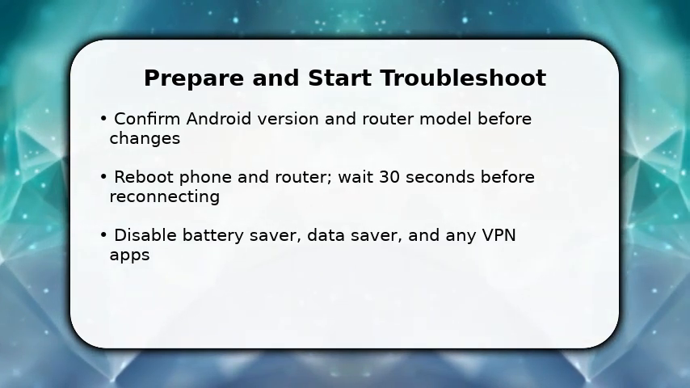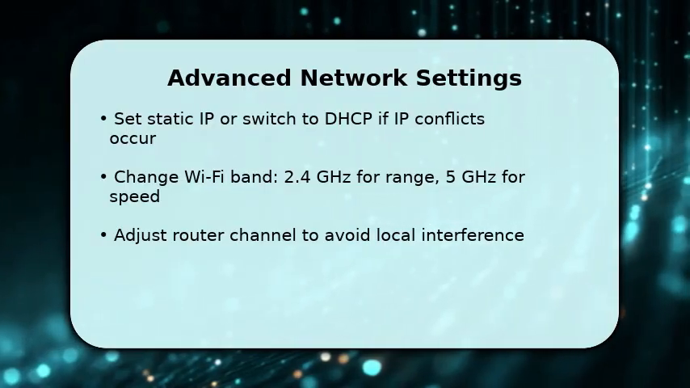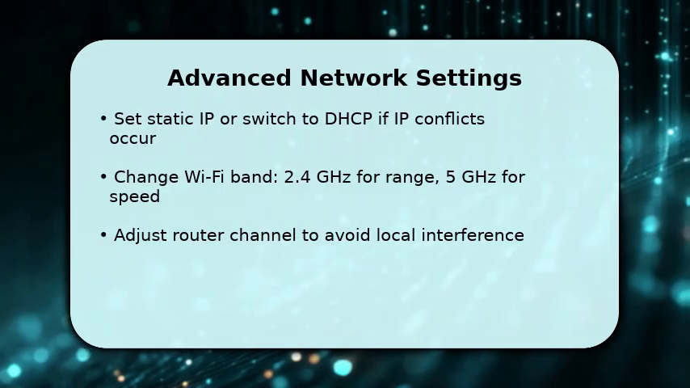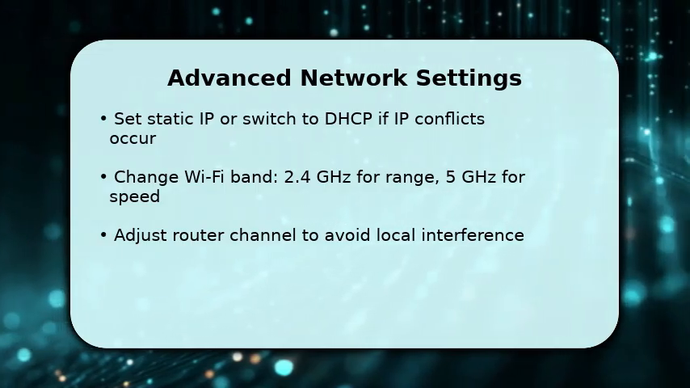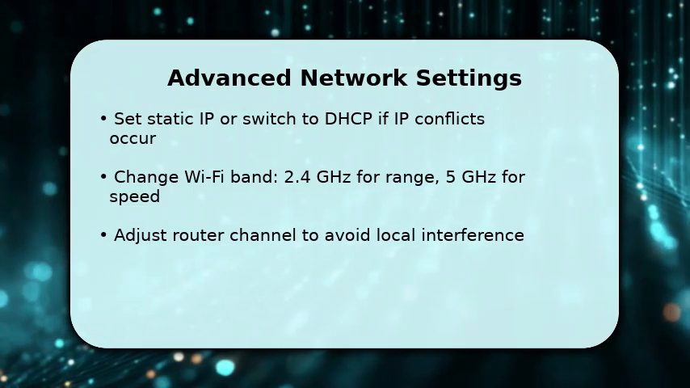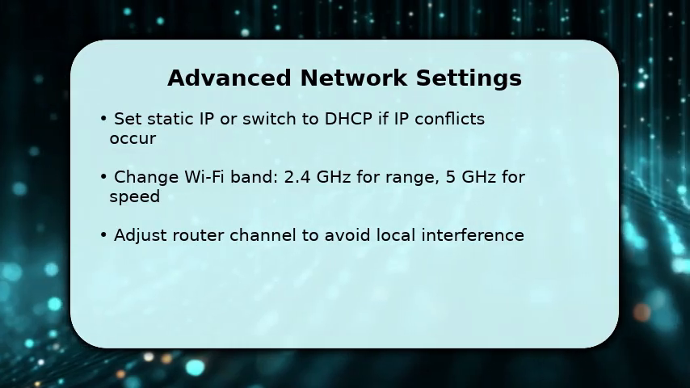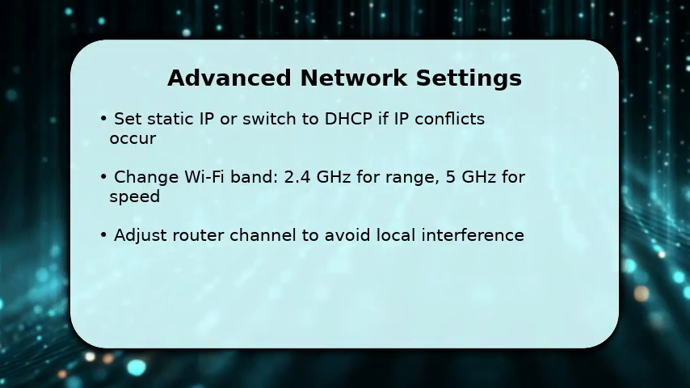Now you move into detailed execution of network settings. If your phone shows IP conflicts, assign a static IP within your subnet, or, conversely, revert to DHCP to let the router manage addresses. Either approach resolves collisions. Switch bands if needed, use 4 GHz for better range and 5 GHz for lower congestion and higher throughput.